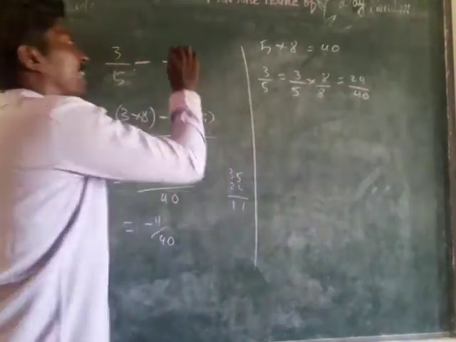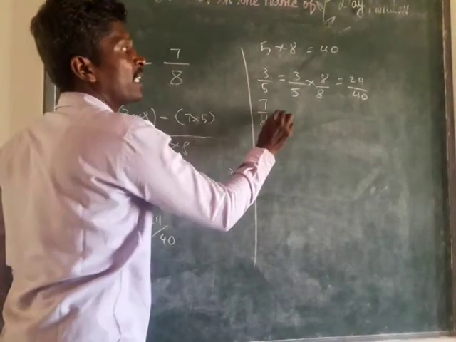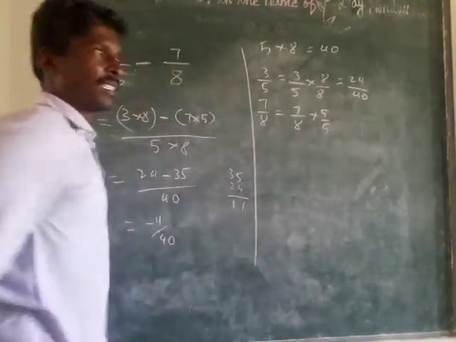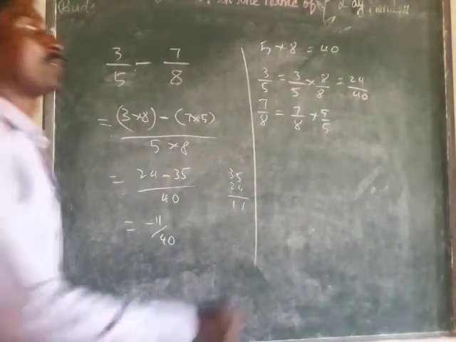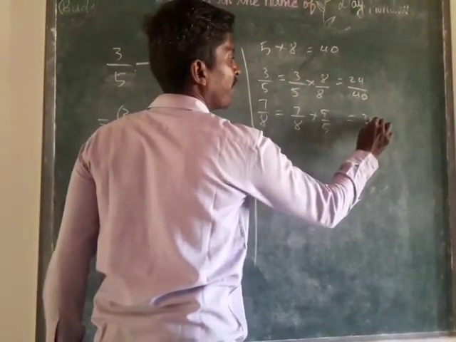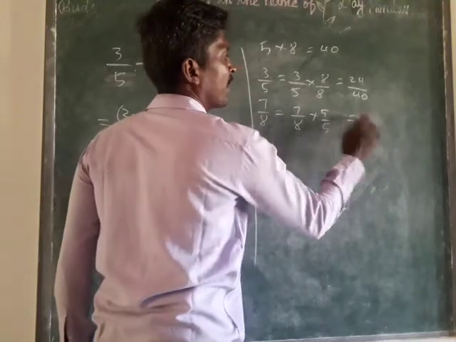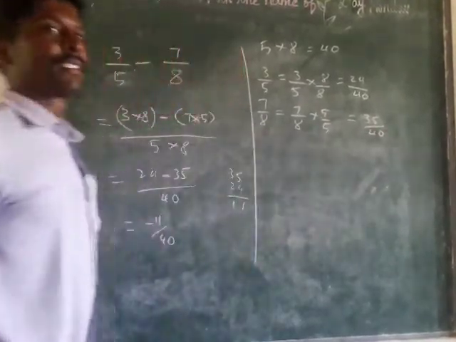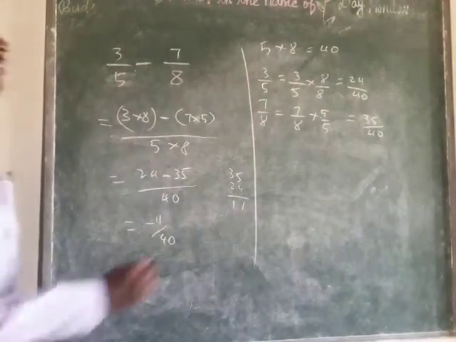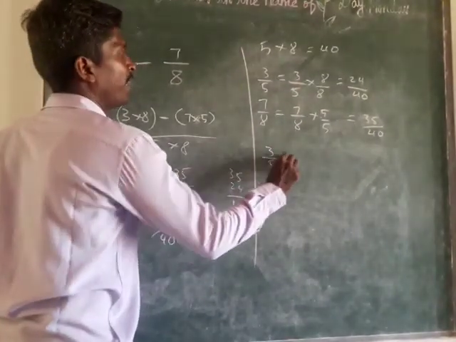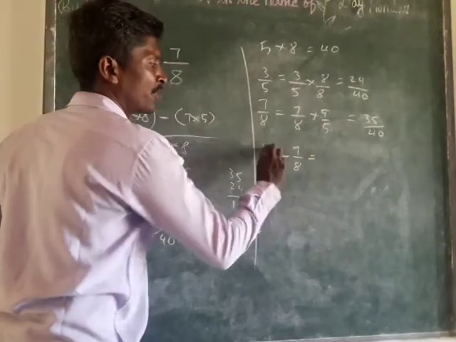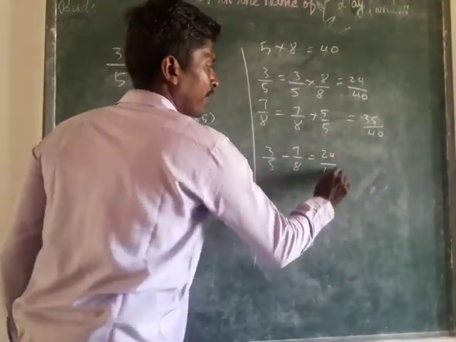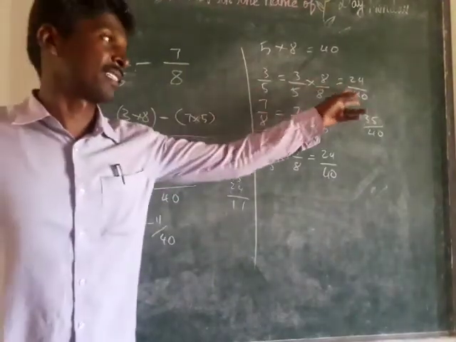Now take the second number, 7 by 8. What are you going to multiply by? You multiply by 5. So 5 7s are 35, and 5 8s are 40. Now instead of 3 by 5 minus 7 by 8, instead of 3 by 5 you can use 24 by 40. So both are like fractions.